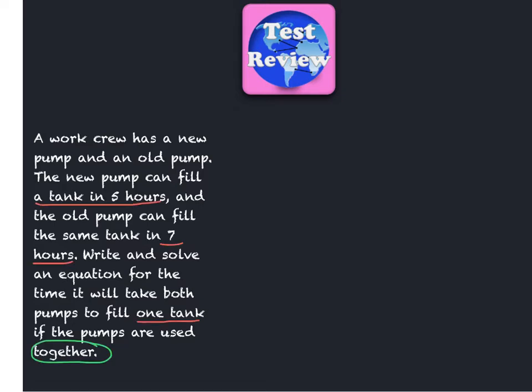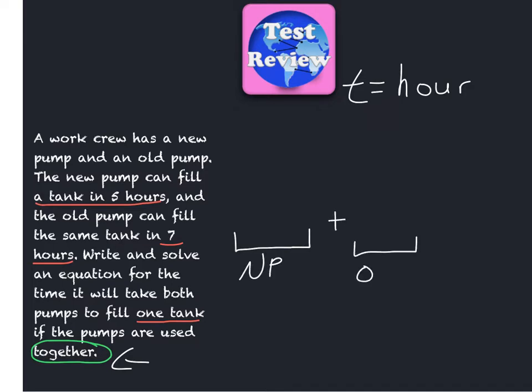So our variable is going to be t, or it could have used something else, but I'll just go ahead and use t. And t in this case would represent the amount of time it'll take both pumps working together to fill up one tank. So key word here is together. So we're going to have both pumps together. That's old pump and new pump. I'll put NP for new pump and the old pump working together.